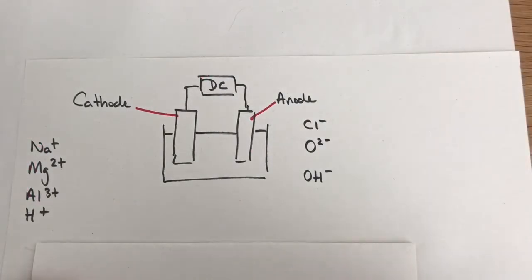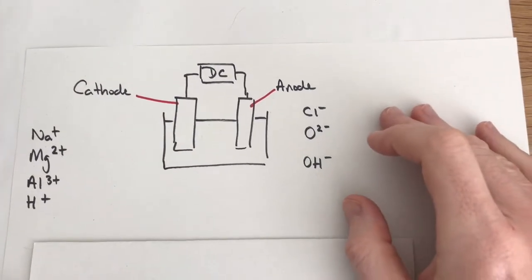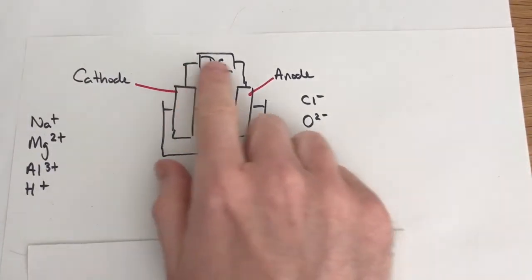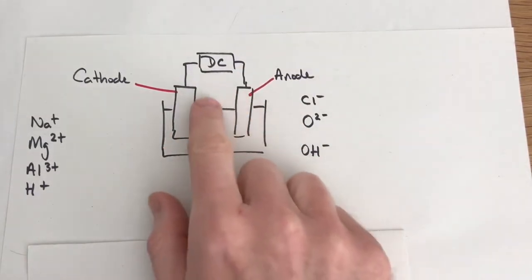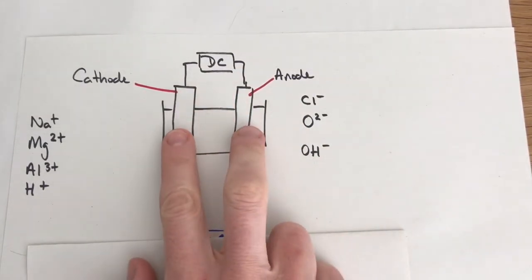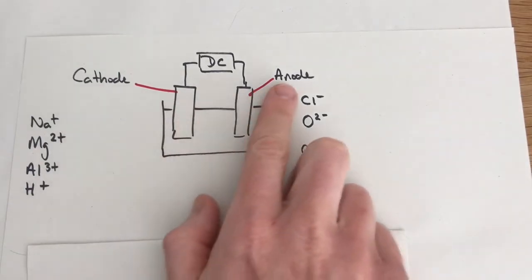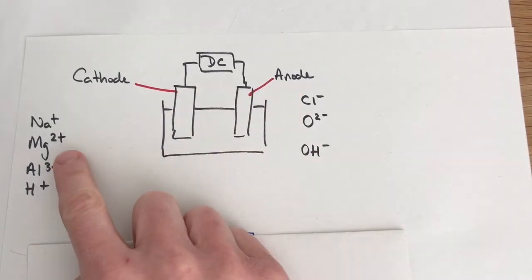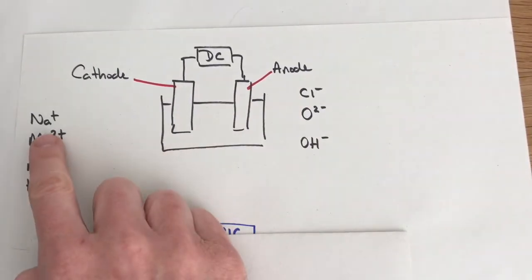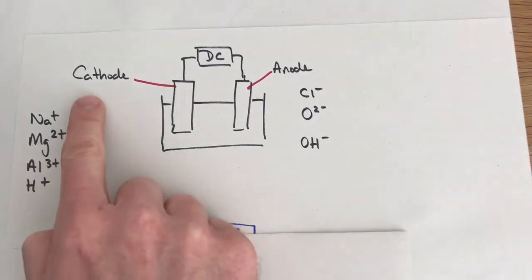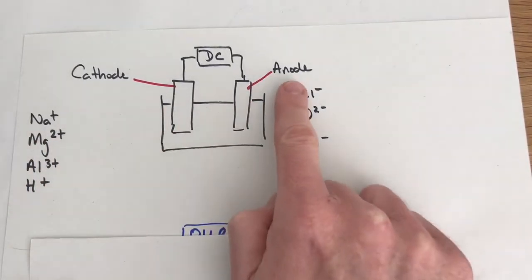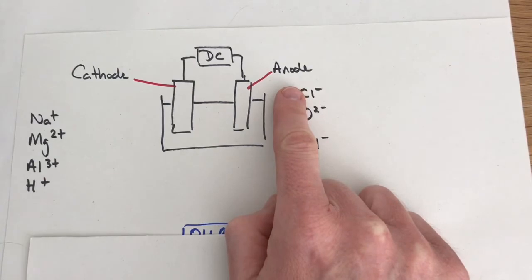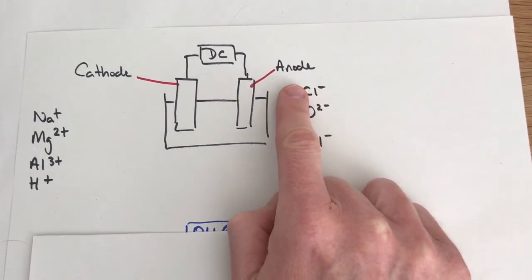Okay, in this video we're going to have a look at how to write the equations that happen at the electrodes during electrolysis. So here's my electrolysis system. I've got a DC power supply, and two electrodes, a cathode and an anode. And then I've just put some examples of different cations at the cathode and different anions at the anode. Okay, let's have a look at how we work out an equation that's taking place.